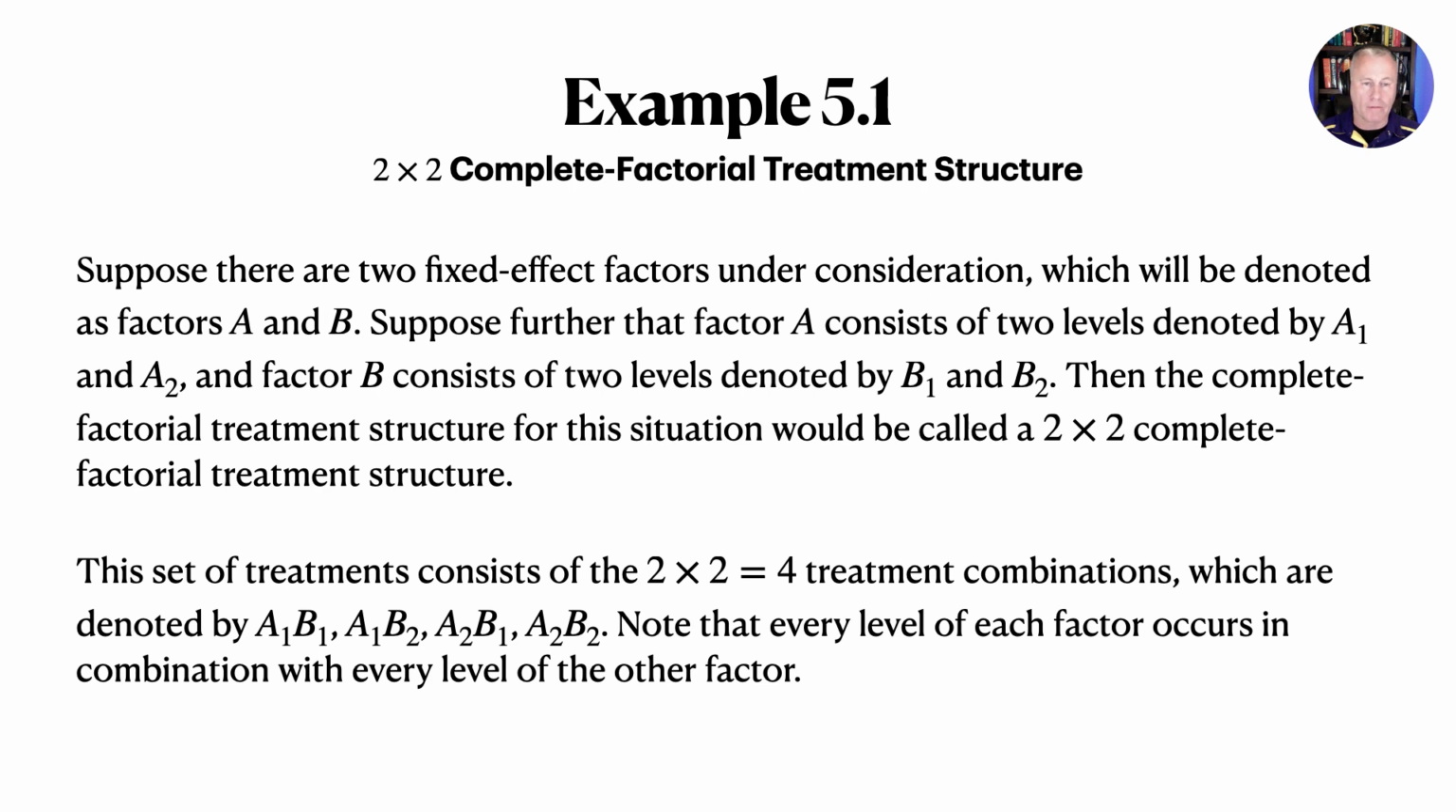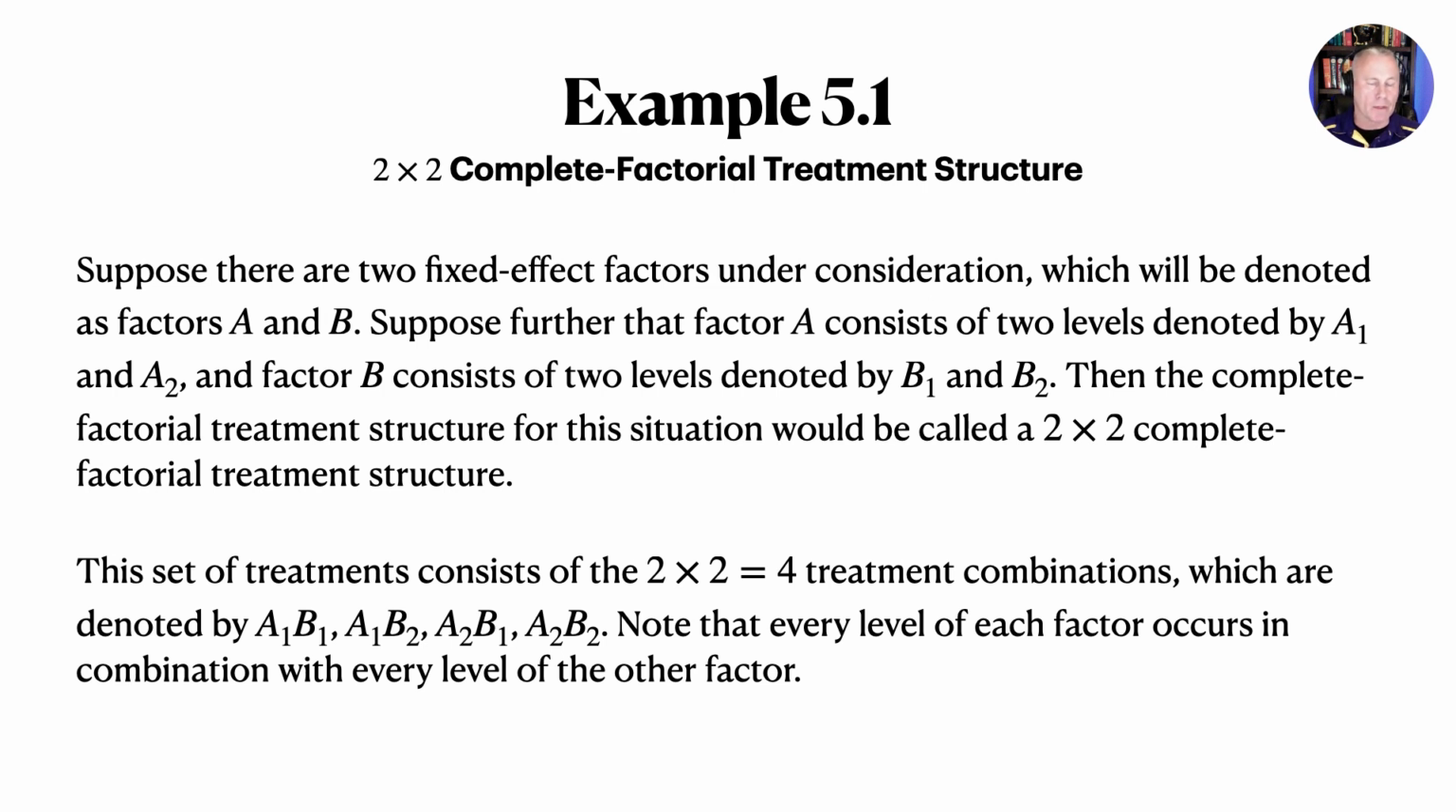Suppose further that factor A consists of two levels denoted by A1 and A2, and factor B also consists of two levels denoted by B1 and B2. Then the complete factorial treatment structure for this situation would be called a 2x2 complete factorial treatment structure.